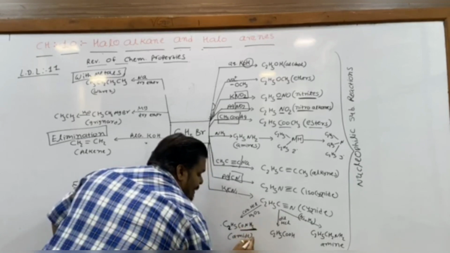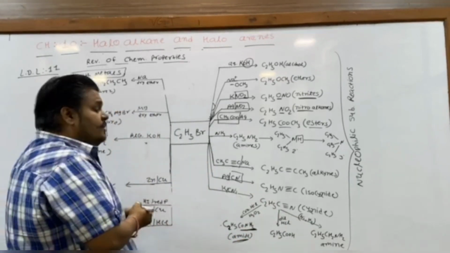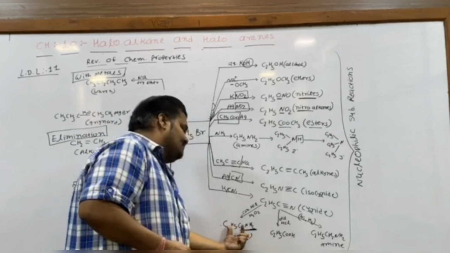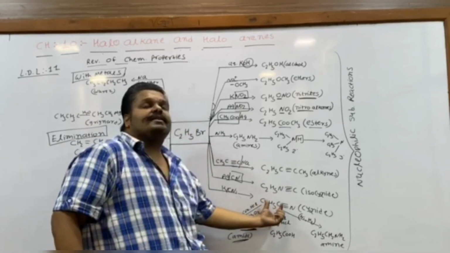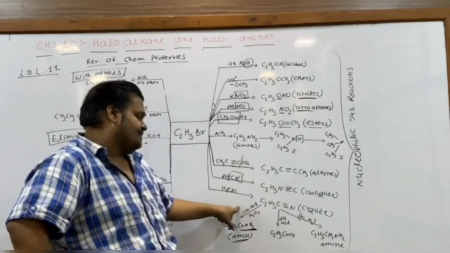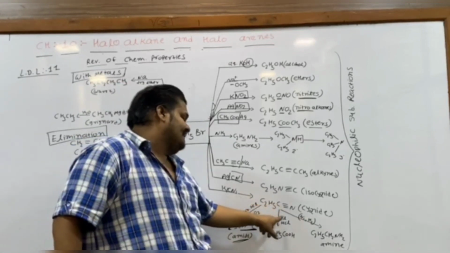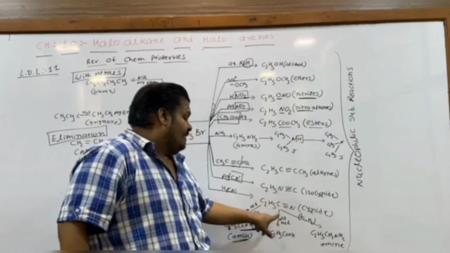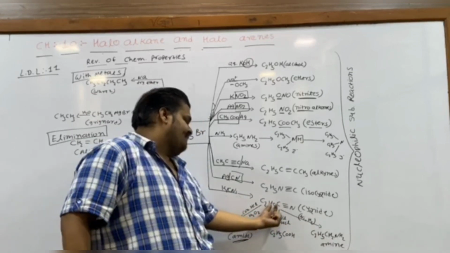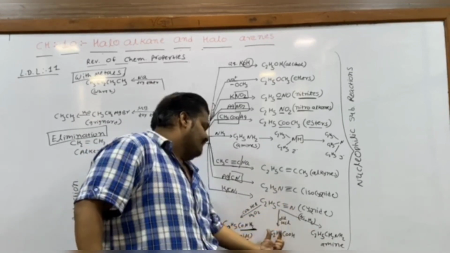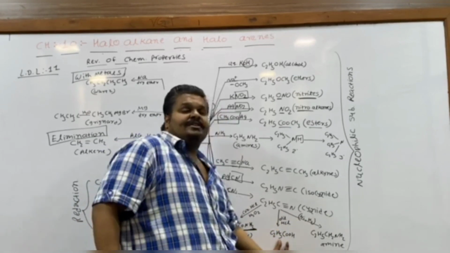C2H5CONH2. CONH2 group is called amide group. So this compound known as amide is produced when cyanide reacts with concentrated HCl. Instead of using concentrated HCl, if this reaction is carried out with dilute HCl, in presence of dilute HCl, C2H5, C triple bond N will change to C2H5COOH.